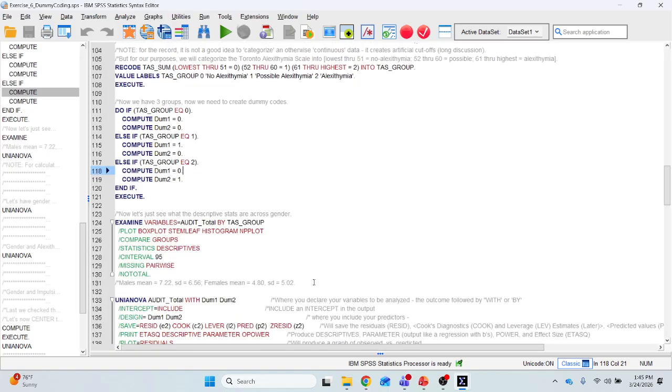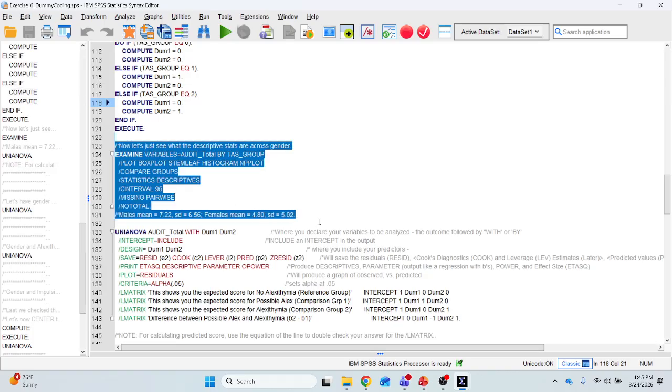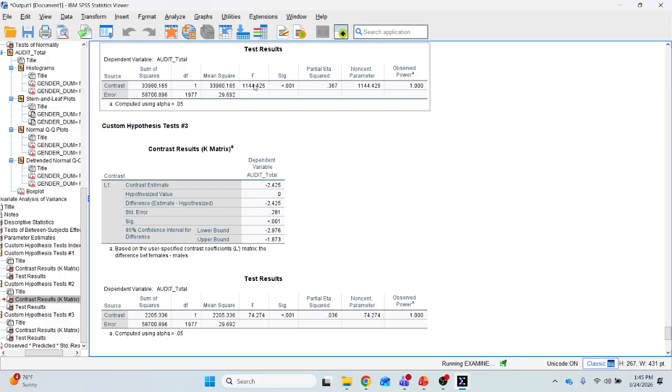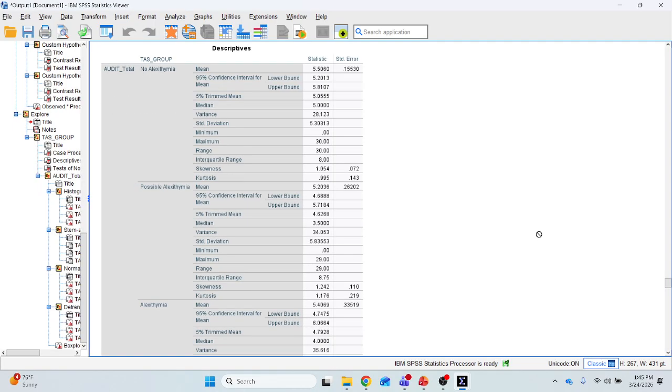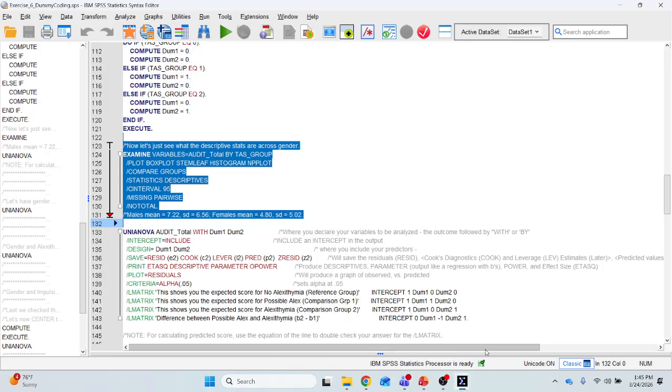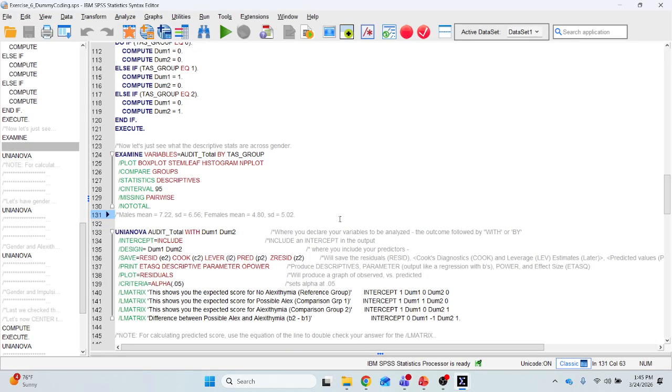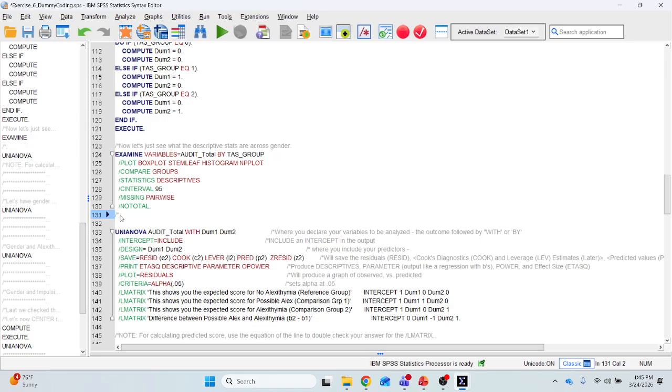Now, this whole examine thing is just descriptive statistics. So if I run that, I should end up with the means of each group. So, you see that mean? I have the scores here. All right, I need to change that because that's not the task group mean.